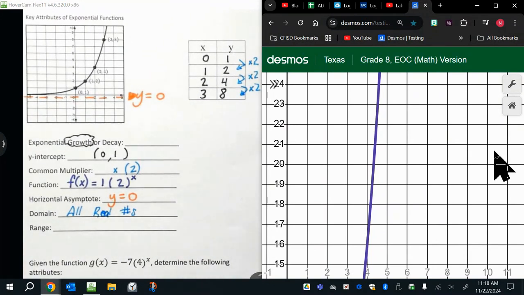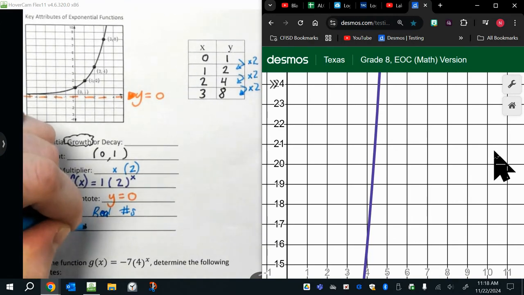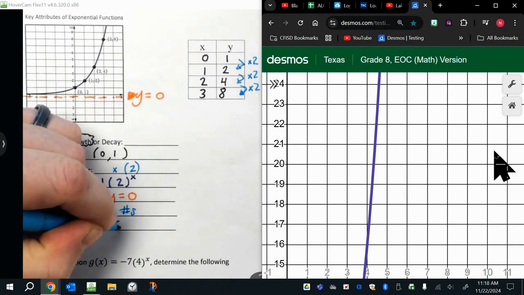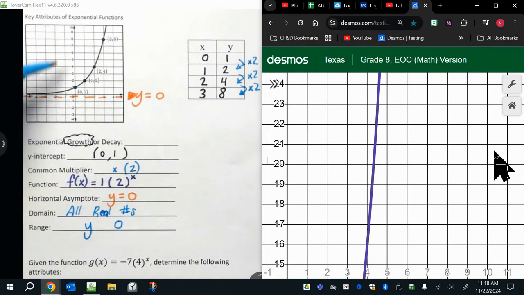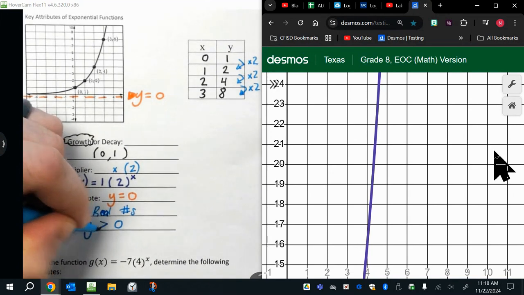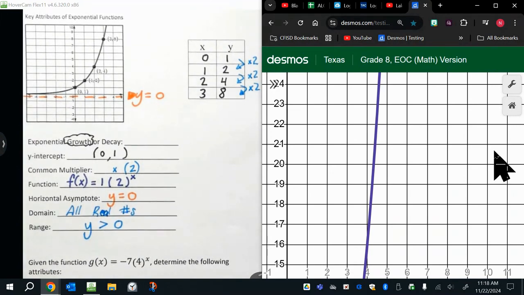Our range, kind of nice. Focus on our asymptote. It's very similar to our asymptote. It's going to be y, and 0, but it's strictly greater than. All the values that are bigger than 0. Okay, so let's take a look at the next problem.